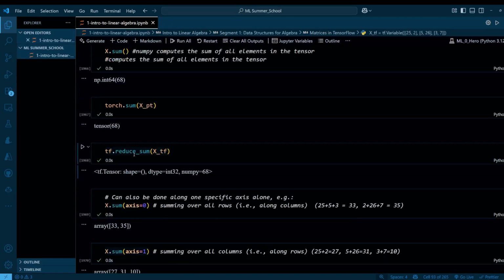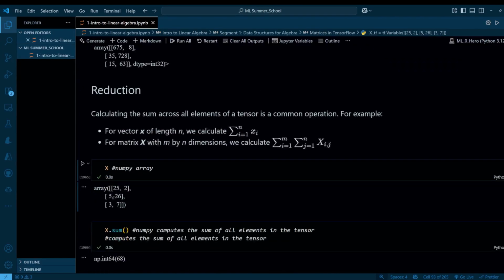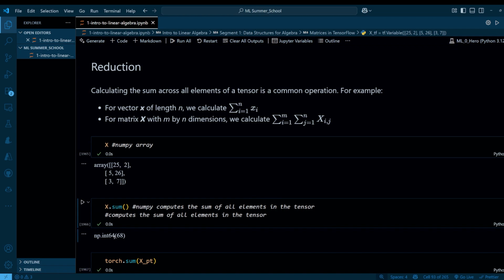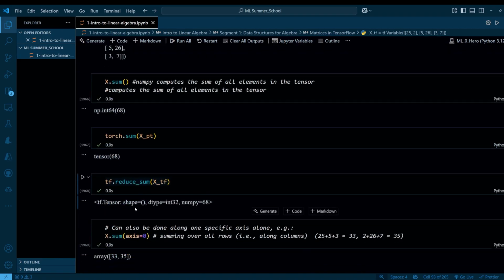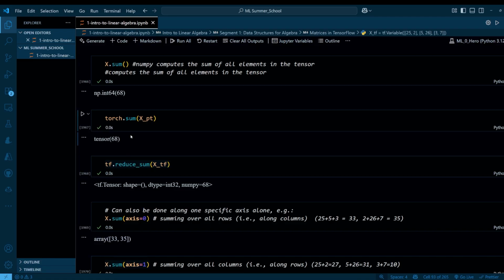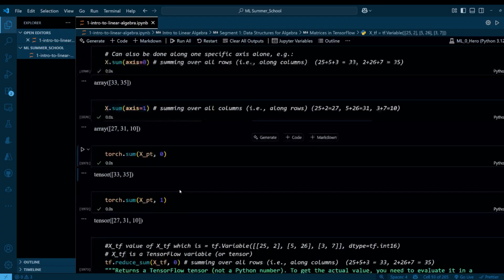Reduction is basically the summation, because we have 25, 2, 5, 26, 3, 7, right? If you sum all of this, we'll have one value, and that is 68. You can see x is this, and if you just sum, it will be 68. So it is in a sense reduction, right? Because we have 1, 2, 3, 4, 5, 6 values, now we have 1. That's reduction. You can just use PyTorch for this. You can use reduce sum, or some similar method for Tensorflow. So this is how we can do that.